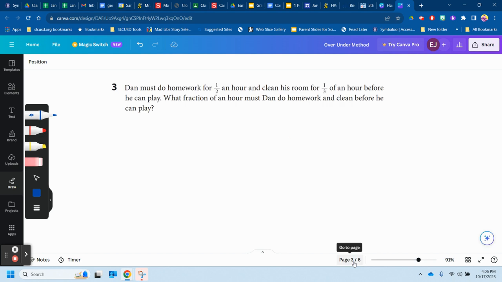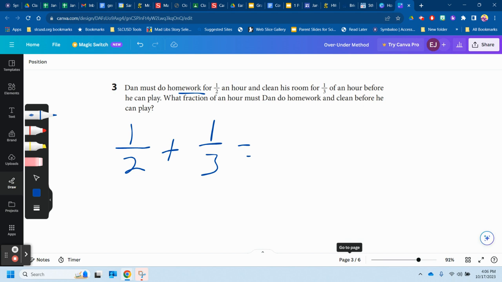So we have to do homework for a half hour and clean his room for a third of an hour. That's 20 minutes. I already know that's 50 minutes. So what fraction of an hour is that? The way I think they want us to work it out is 1/2 plus 1/3. Now I need to write these as equivalent fractions. Although if I'm thinking of minutes, we worked a lot with clocks. So I just know in my head, a half hour is 30 minutes. A third of an hour is 20, and that's 50 minutes.